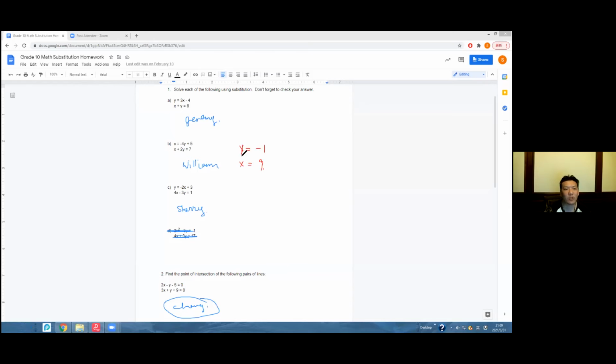X is 9. Did you double check your answer? Yeah. Okay, great. So you say that y is negative. Oh, x is 9. Sorry. X is 9. Y is -1. So -4 times -1 is equal to +4. 4 plus 5 is equal to 9. And then x is equal to 9. So that checks out. This one, x is equal to 9. 2 times -1, so that's -2, which equals 7. That's correct. Very good job, William.